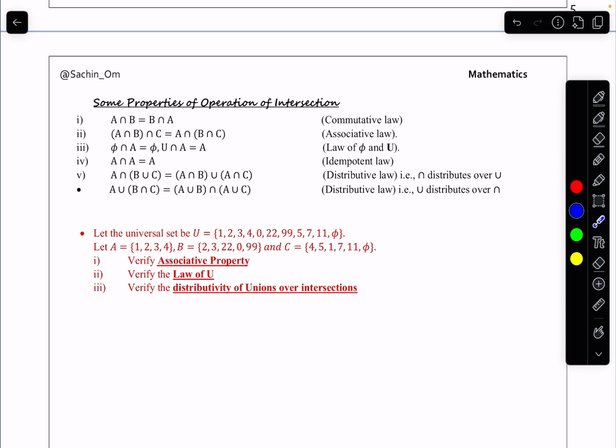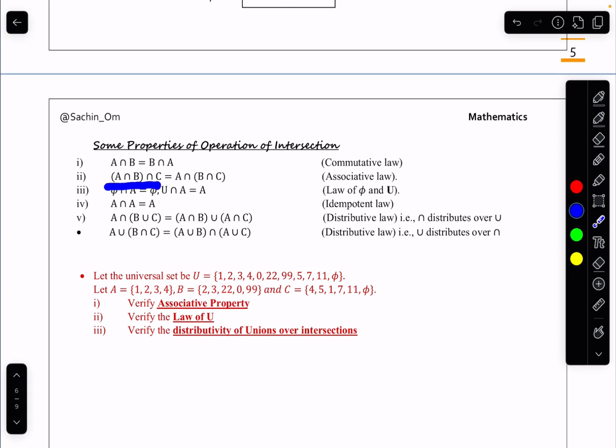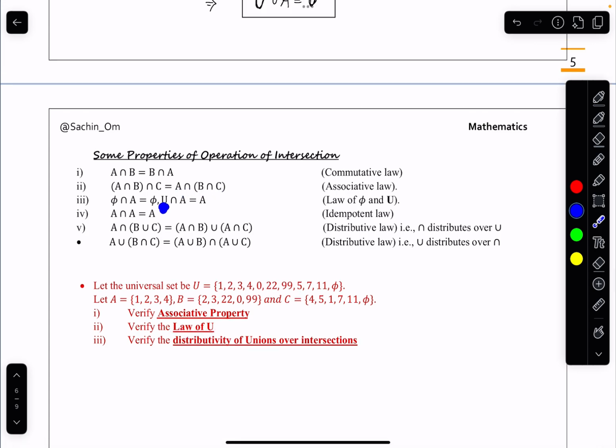And just like in the last problem, we have to verify the property of associativity, we have to verify the law of the universal set, and we have to verify the distributive property of union over intersection. So I'll just consider the third one. The first two are similar to what we did in the last problem. Associative property, which is (A intersection B) intersection C, is the same as intersection of A with (B intersection C). Law of U is intersection of the universal set with A is equal to A.